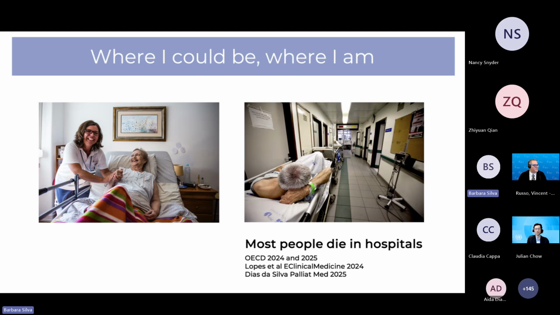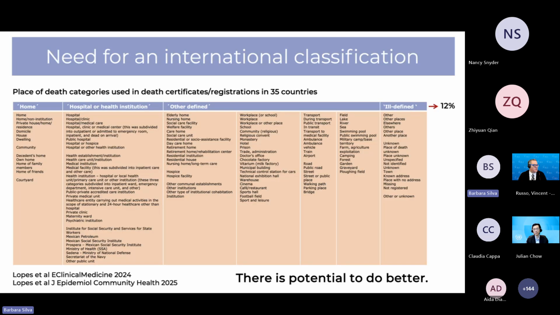We know that most people die in hospitals in many countries of the world. We know this based on death certificates or death registration information, which is monitored by the OECD and also analyzed in research. In our project, we looked at this information for 35 countries, and we found the categories used to record place of death varied widely. In the slide, you see the sheer number of categories used across countries. And 12% of all deaths we looked at from 2012 to 2021 were considered ill-defined. So this means that for 12% of deaths, we don't know where the person died. This demonstrates a clear need and clear potential to do better.